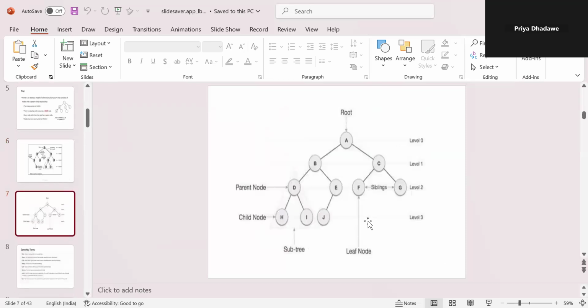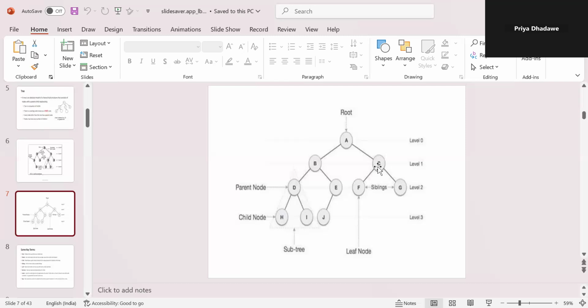Over here you can see the concept. Siblings are those nodes which belong to the same parent. The nodes which don't have any child nodes further are called leaf nodes, the external nodes of the tree, the end part of the tree. Whereas the nodes that have child nodes are called parent nodes or internal nodes of a tree.